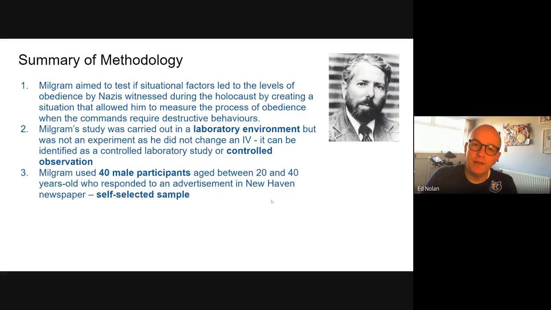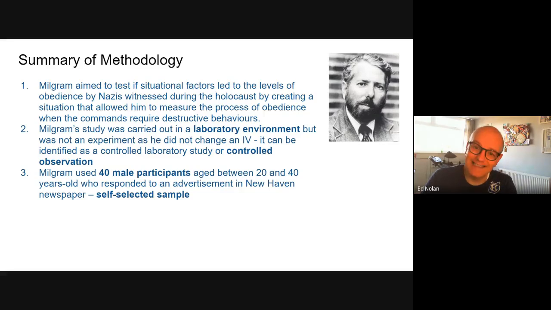So when we look at the participants, we know Milgram used 40 males between the ages of 20 and 40. As I say, in some of the pictures you'll see older men there. Maybe it's because they looked older in the US in the 1960s. It could also be that they were taken on subsequent studies. These men were all from the New Haven area, which surrounds Yale University. So it's an urban area on the east coast of the United States.